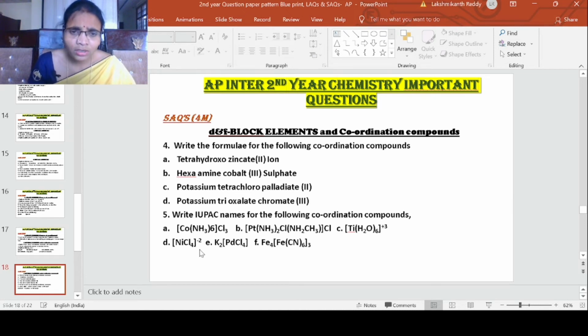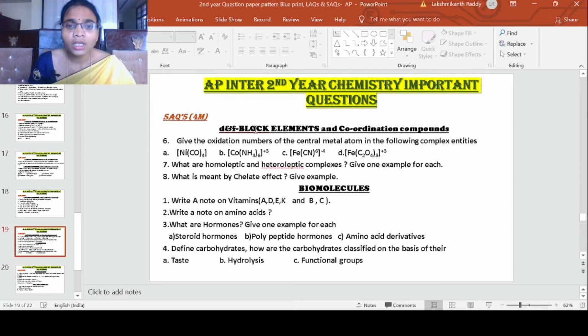Structures. So next question, write IUPAC names for the following coordination compounds. So these are formulas, coordination formulas. We need to write IUPAC names for these formulas. Okay. Next, give the oxidation number of the central atom in the following complex entities. In that, which is the central atom? So how much is its oxidation number, we need to calculate. Next, what are homoleptic and heteroleptic complexes? Give an example for each. So what is meant by the chelate effect? Give examples. Next chapter, biomolecules.